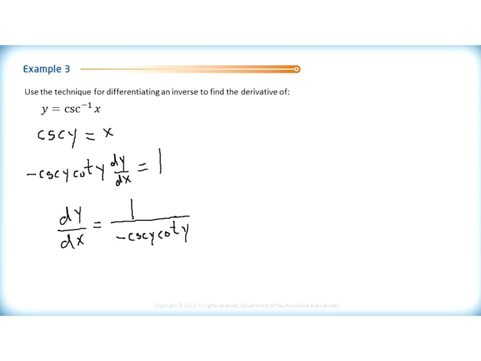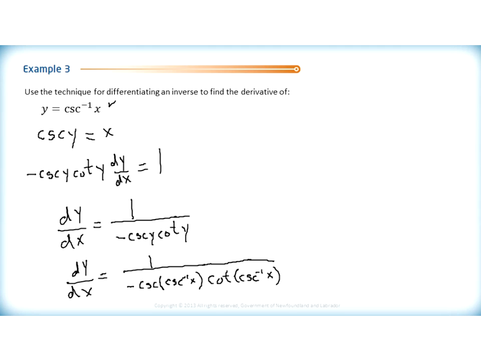Okay, so there's lots of stuff there, but what we're going to do now is replace our y's again. We're going to replace them with the inverse of the cosecant. So dy over dx is going to be 1 over negative cosecant, and instead of y now, I have the inverse of cosecant of x, and that's multiplied by the cotan of the inverse of cosecant x, like so.